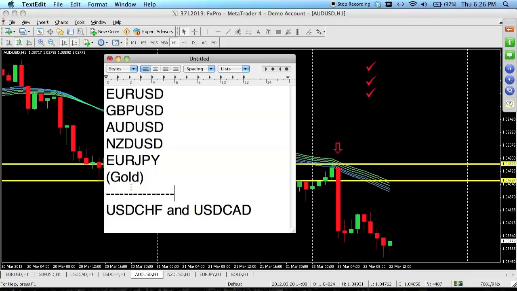The pairs above this line work together. The pairs below this line work opposite. So, Aussie dollar, we're gonna sell. That means we can sell all of this.